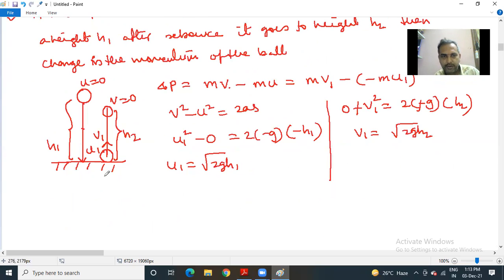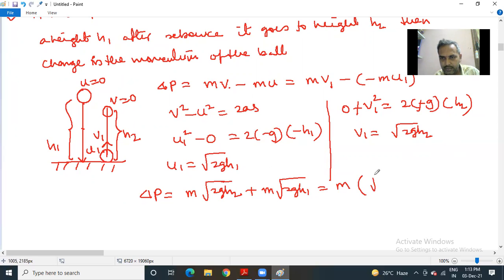Now the change in momentum, delta p, is equal to mv1. In place of v1, we write root of 2g h2. Minus of minus will become plus, so this is going to be m root of 2g h1. We can take out m common, so you'll get m times root of 2g h2 plus root of 2g h1.